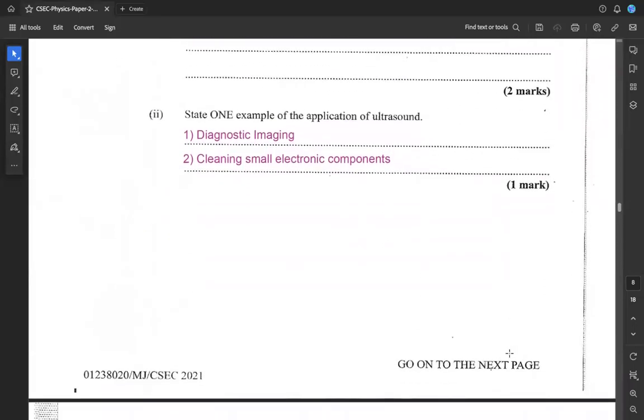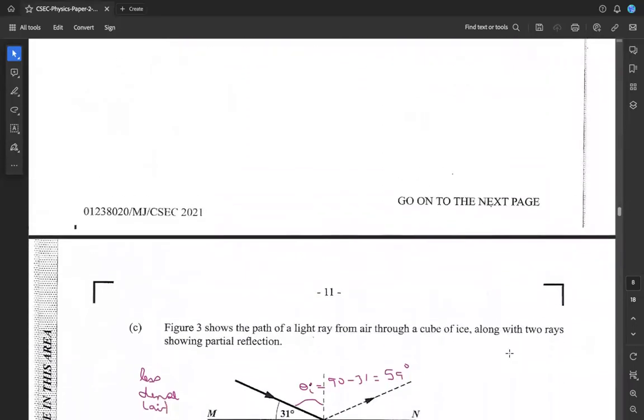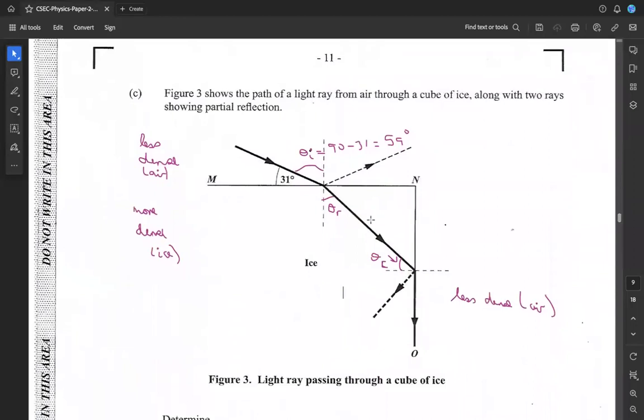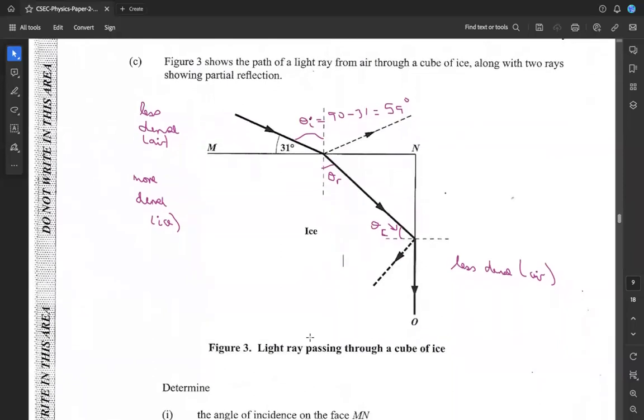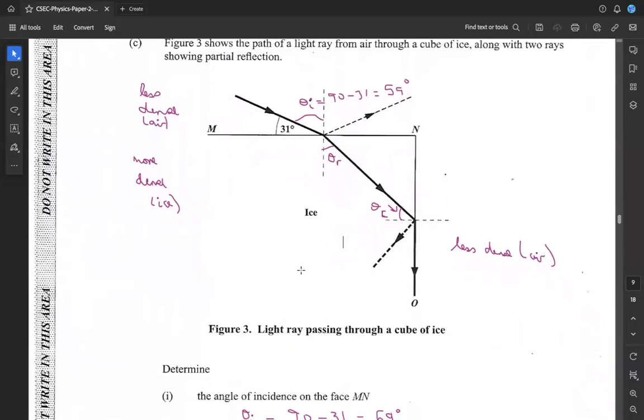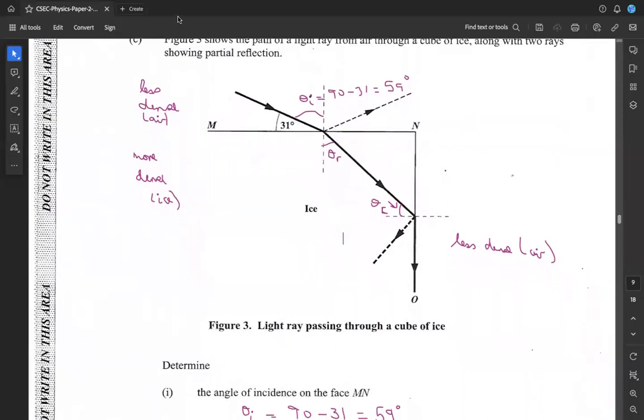Okay, so moving along to part C of this question. So it's saying that figure 3, so this is our figure 3 here, this whole thing. It shows the path of a light ray going from air through a cube of ice, along with 2 rays showing partial reflection, okay? All right, so that's what this figure is showing us, right? So that's our figure there of light going from air into ice. So they're asking us first and foremost to determine the angle of incidence on the face MN.